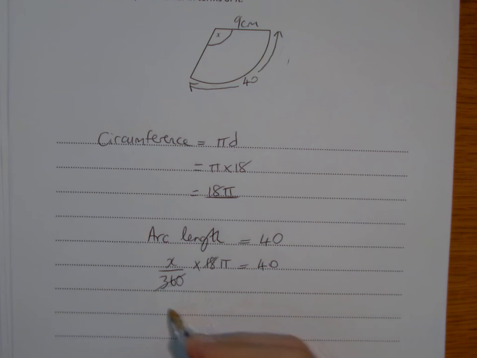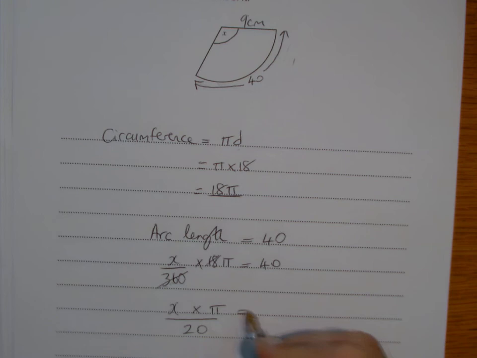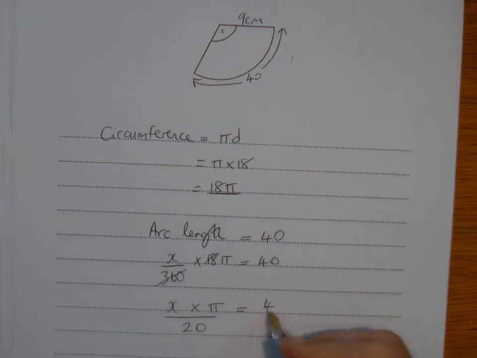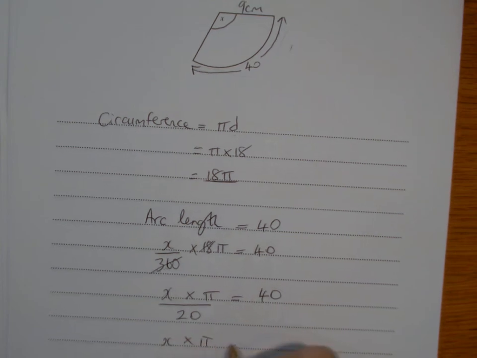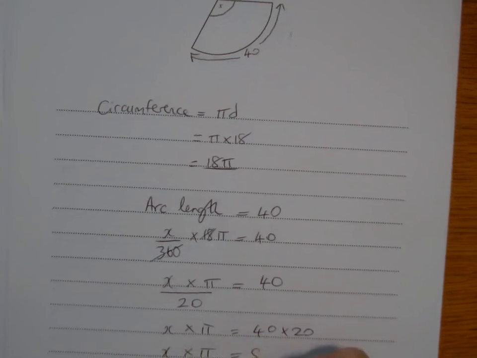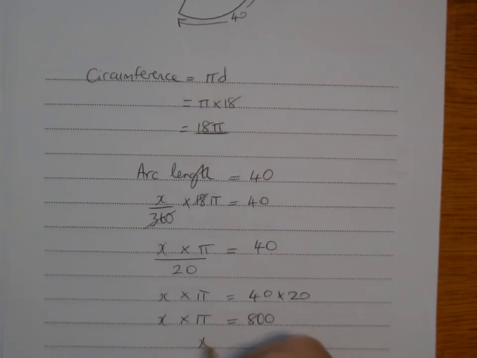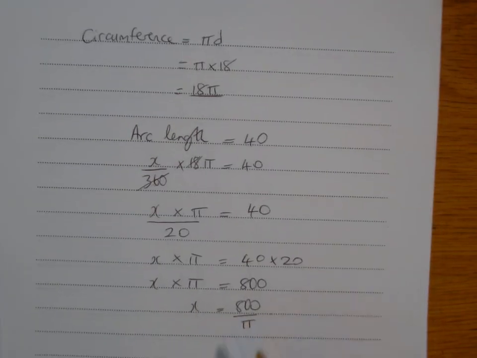So we'll get x times pi on top and divide by 20 on the bottom. This then will equal 40. And then we just need to rearrange this to get x equals. So if we take the 20 over the other side and multiply, we get x times pi is equal to 800. And then x will equal, well, I'll take that pi over the other side and we'll divide. So I have 800 divided by pi. Now I've written x in terms of pi and we've got our answer.